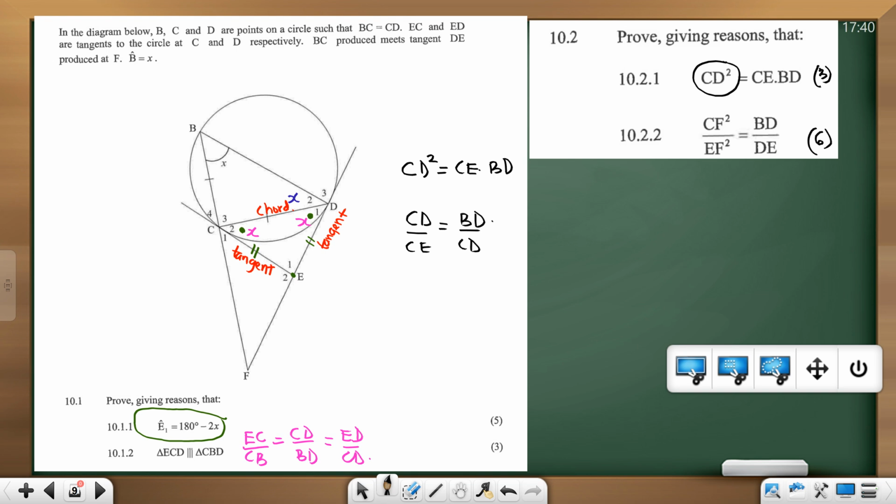I don't know if you see your answer already. Do you see your answer from the ratio? I want CD and CD. It's already there. I want BD and CE. BD? Wait. I want CE. But what do I have? ED. Can you connect both of them? Go back to the diagram. Is ED equal to CE? Yes. Can you see? Tangents drawn from the same point. So I'm done with this question.